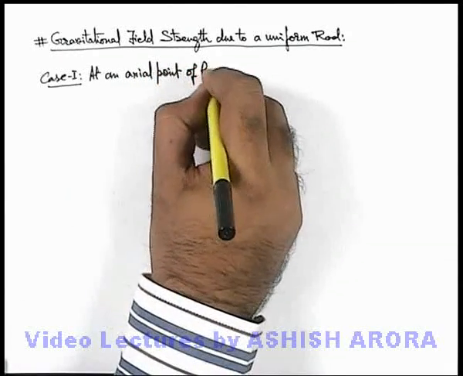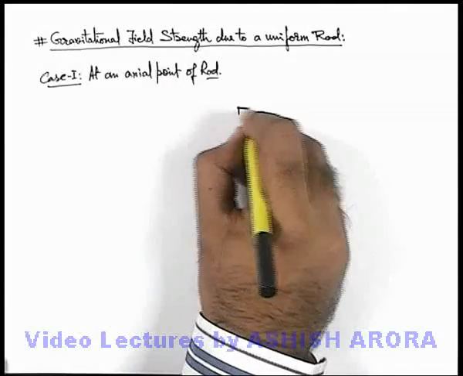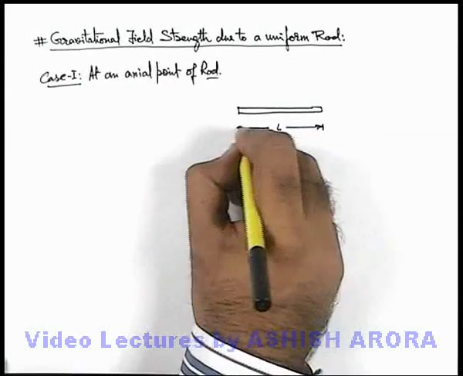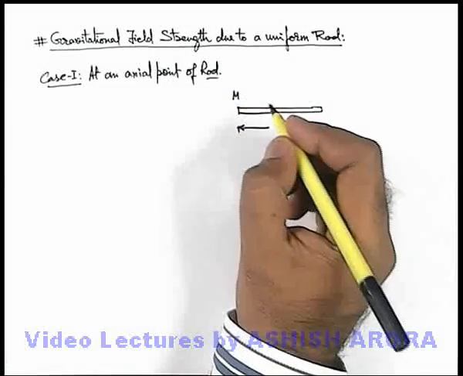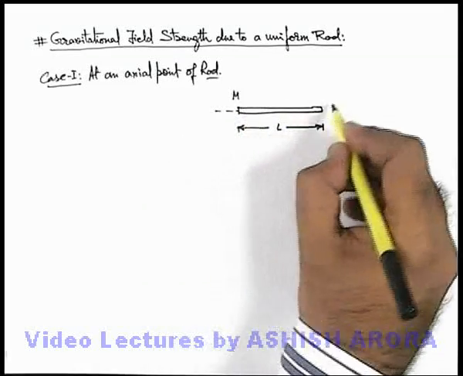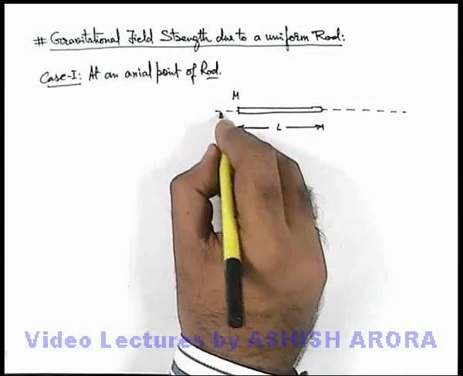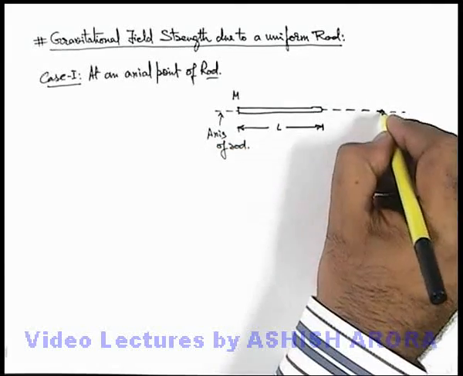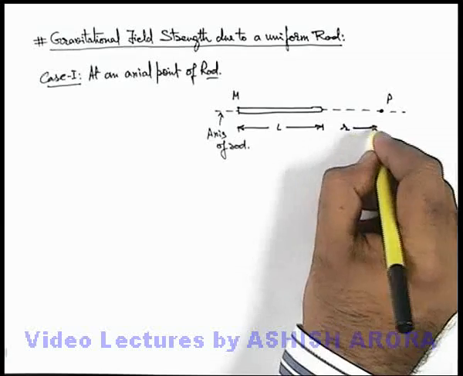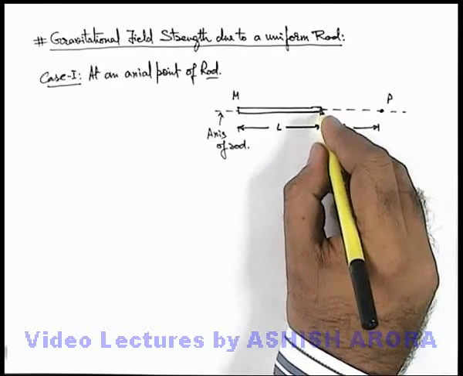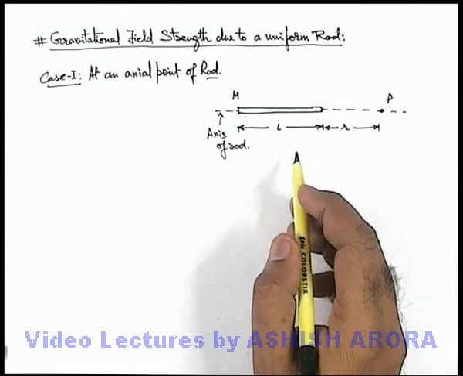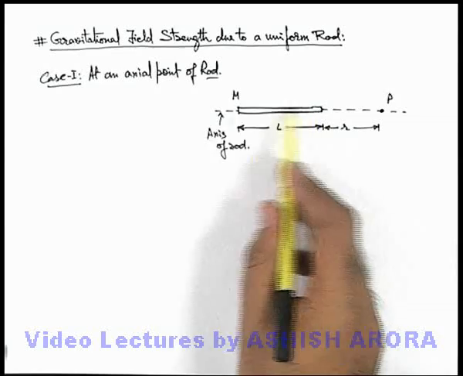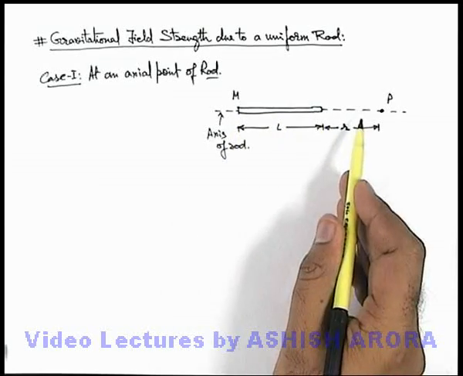of rod. When we talk about a uniform rod, we can state if we are given a uniform rod of length L and it is of mass M, then the line on which the rod is placed is called the axis of the rod. And on the axis of the rod, if there exists a point P located at a distance R from the near end of the rod, and we are required to find the gravitational field strength due to this rod at point P. Obviously, as the rod is an extended body, we cannot directly calculate it.